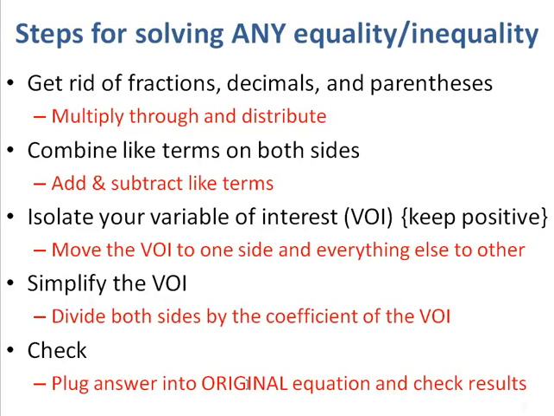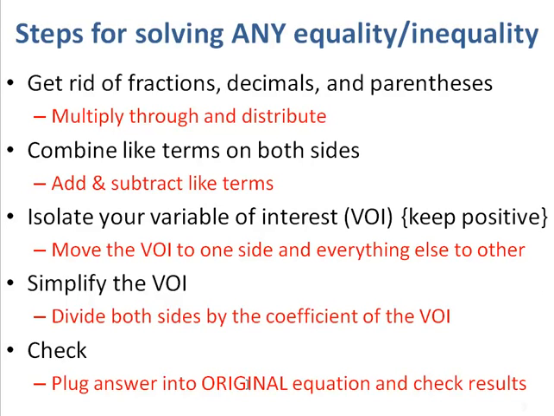So the only thing we have to realize is that when we're isolating a variable, we're just isolating the one we care about, our variable of interest. And we always want to keep it positive. So that means we're going to move them all to one side or the other. It doesn't always have to go to the left. We can move everything over to the right side if that's what it takes to keep our variable positive.